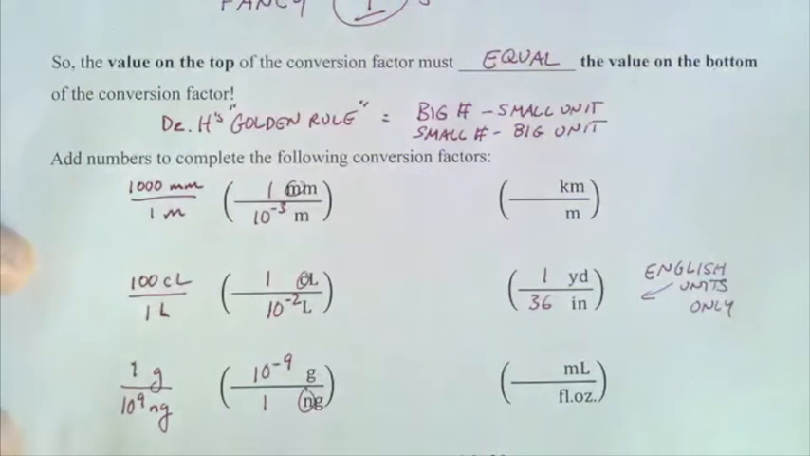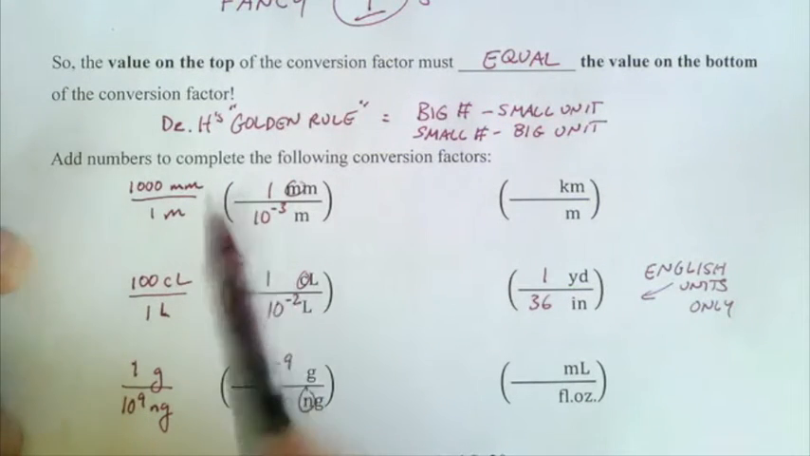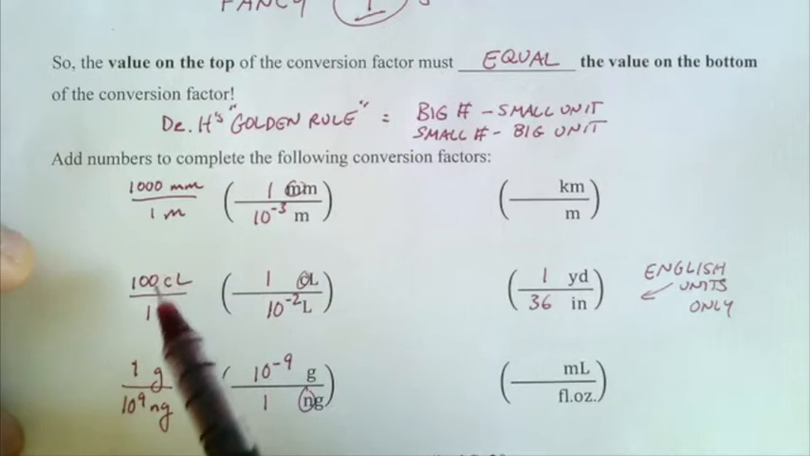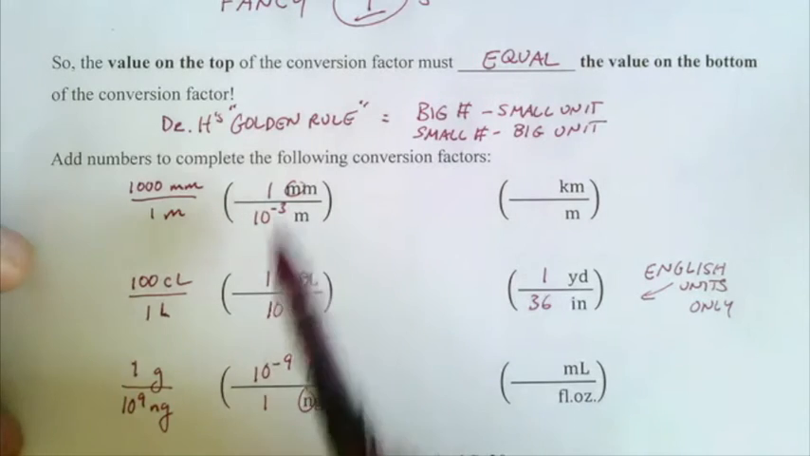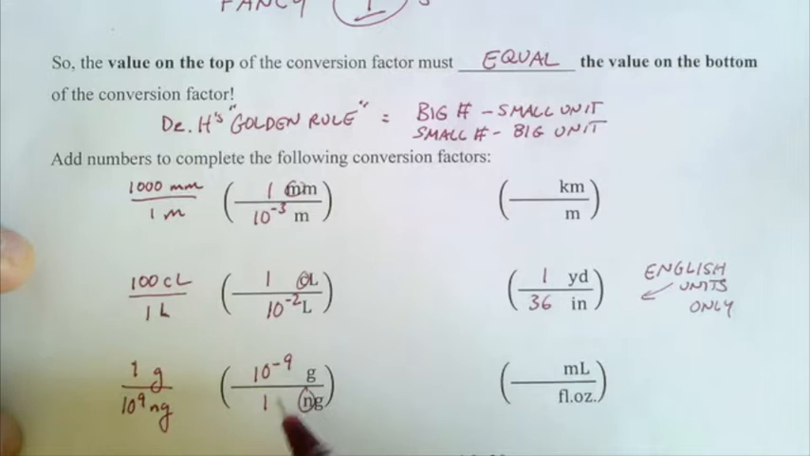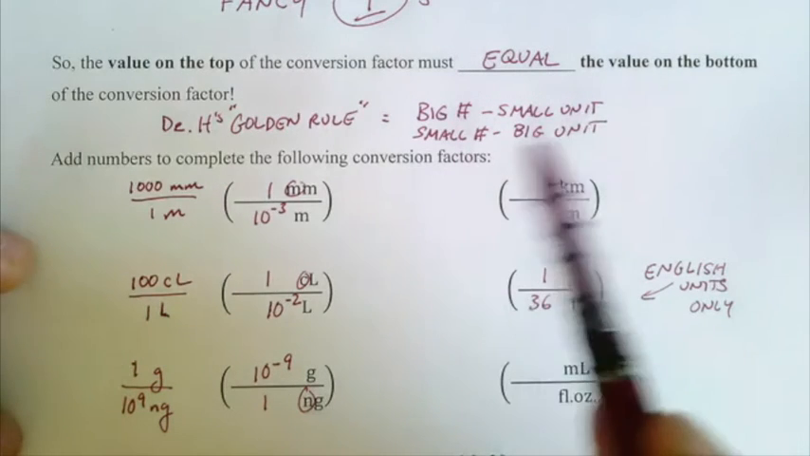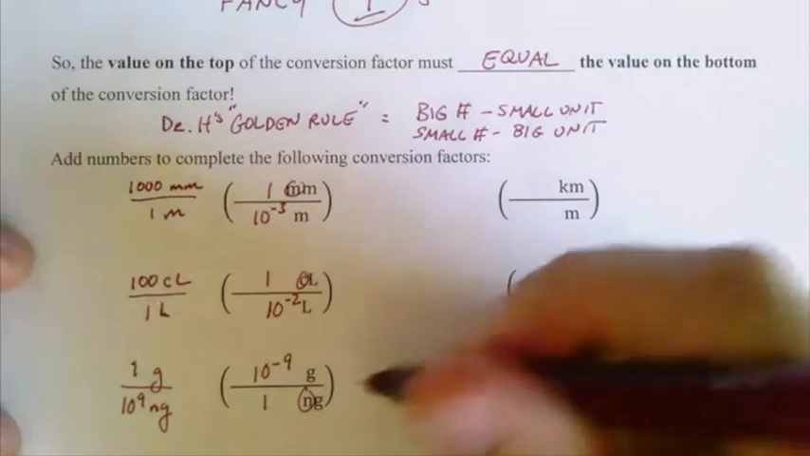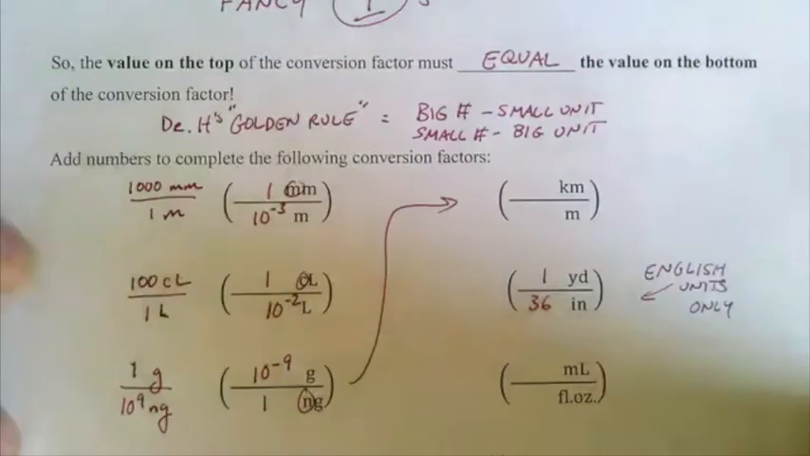Okay? You can see that borne out right here. In each of these cases, millimeter, centiliter, nanogram, those are your smaller units. So in these cases, I've taken the big number and I've put it with the small unit, with the millimeter, with the centiliter, with the nanogram. Over here, where we're using small numbers, notice the small number, 10 to the minus 3, 10 to the minus 2, 10 to the minus 9, is going with the big unit, the meter, the liter, the gram, okay? All of that in preparation for you trying this one out right here.